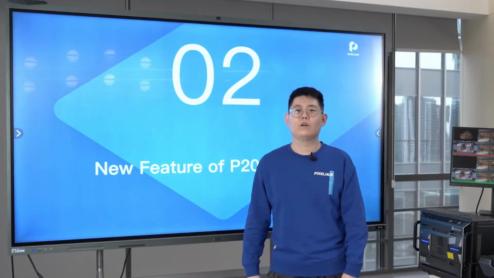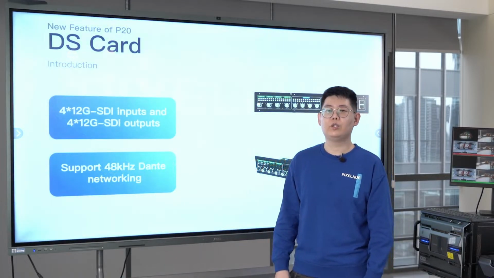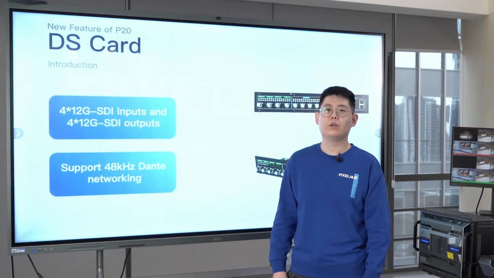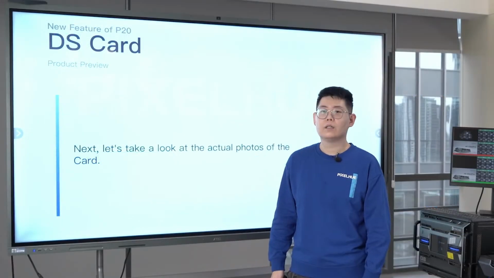Now, let's move on to the P20. We're introducing a new subcard called P20-DS, which comes with some notable upgrades. It includes Dante interfaces, removes SDI loop-out interfaces, and adds SDI output interfaces. You can purchase it separately or replace your existing card if you prefer this upgrade. Now let's take a look at the actual photos of this card.